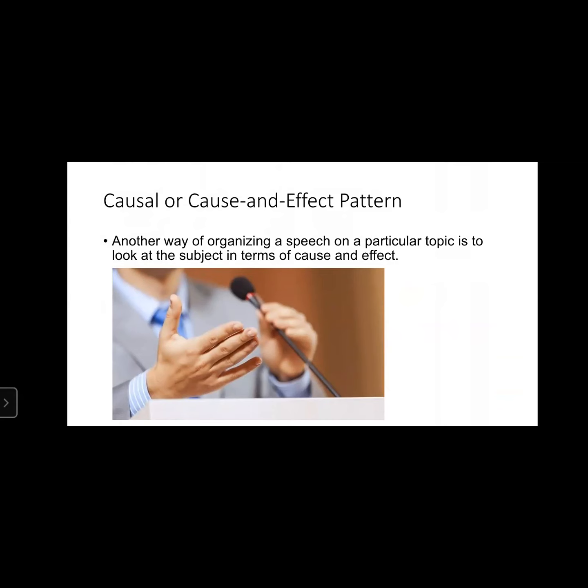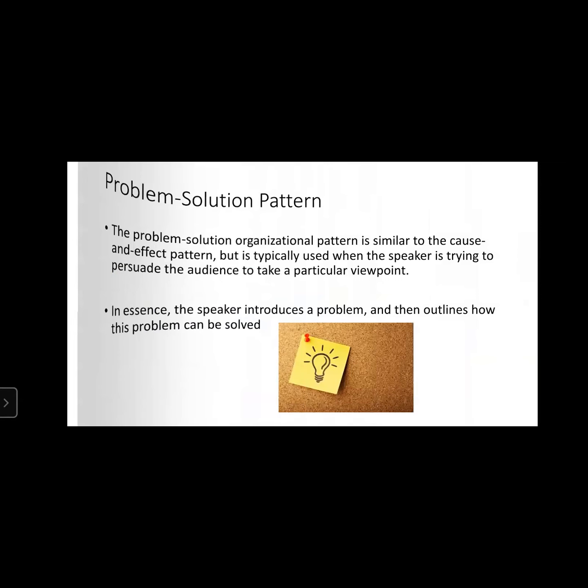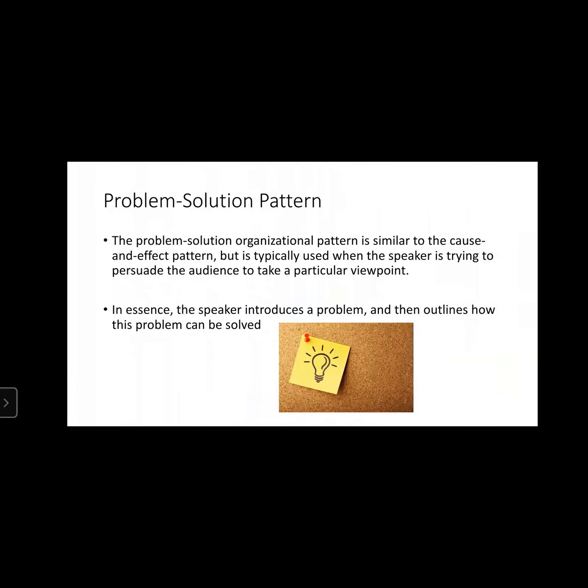If you want to be very descriptive about your campus days, or about how things were when you were much younger, places you used to visit, that style is called the spatial style. Then we have the causal, the cause and effect. Another way to organize a speech on a particular topic is to look at the subject in terms of cause and effect, or problem solution pattern.